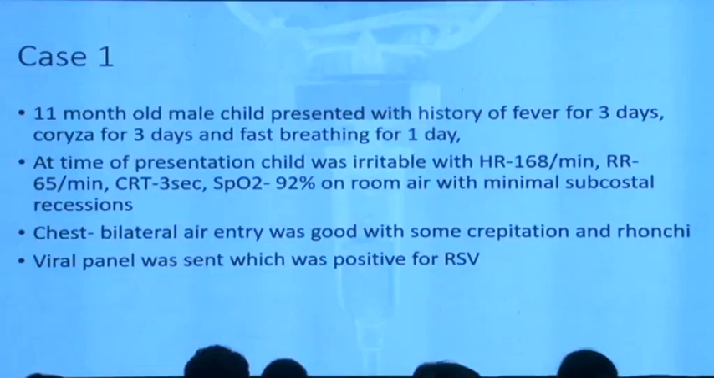Now coming to the cases. Now 11-month-old male child presented to ER with history of fever, coryza and fast breathing. At the time of presentation he was irritable, slight tachycardia, tachypnea, saturation was a bit low on room air, 92%, and with minimum recession. Bilateral air entry was good. There were some crepitations as well as rhonchi, and a viral panel was sent which showed positive for RSV. So you diagnosed him as RSV bronchiolitis.